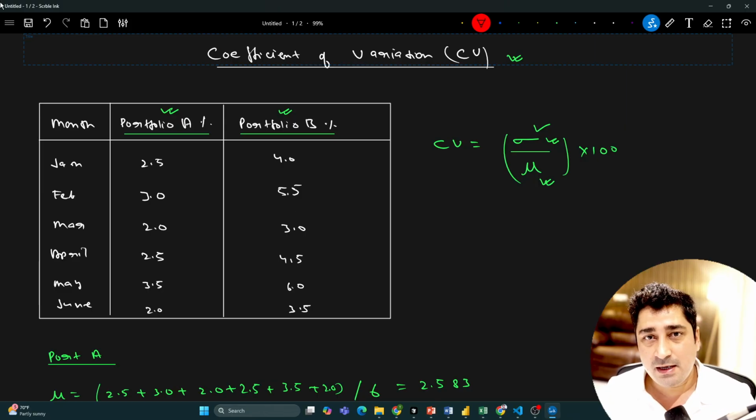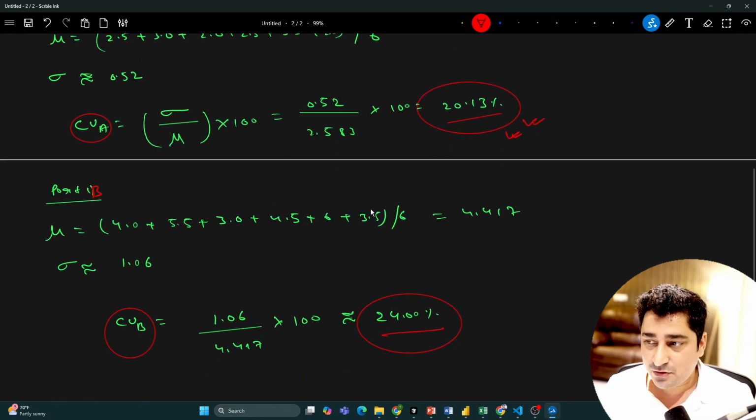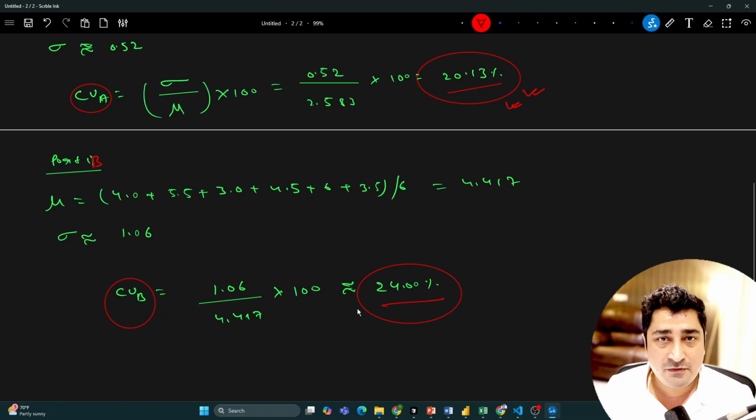So I hope all of you are able to understand the meaning of coefficient of variation, and the math calculation that we have done with respect to it.